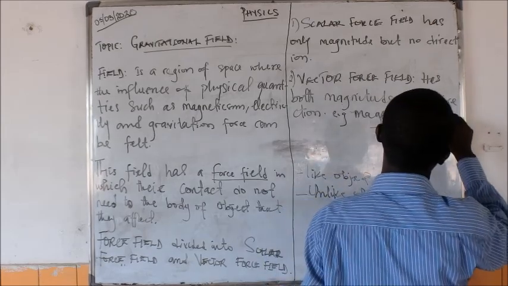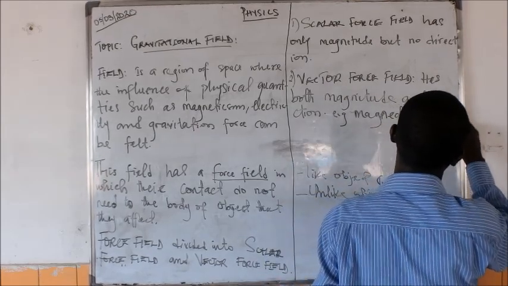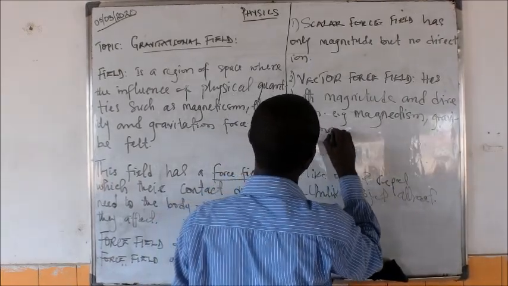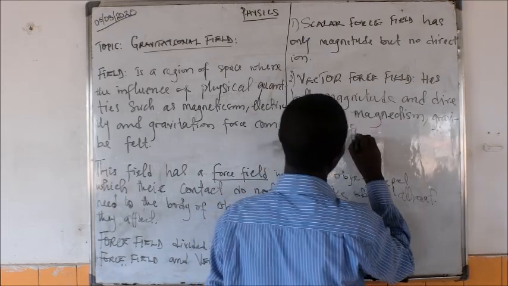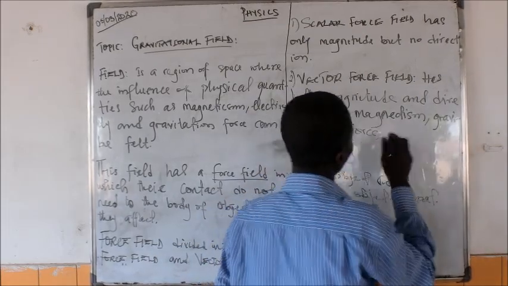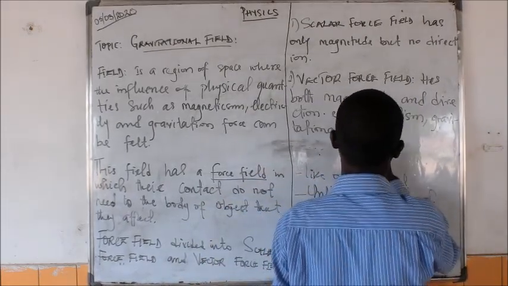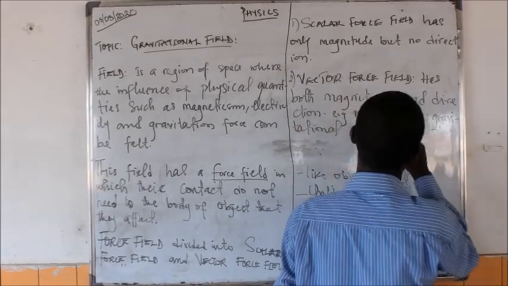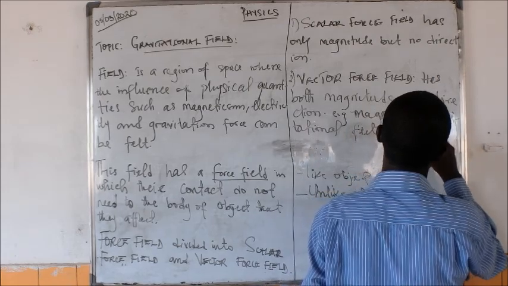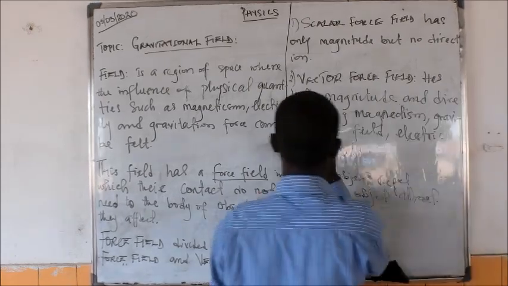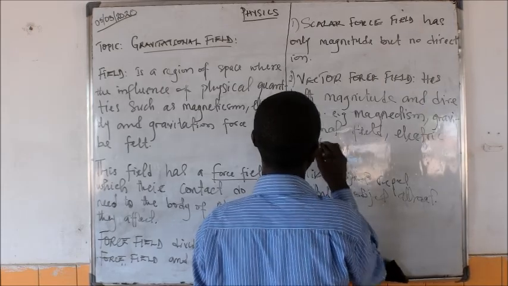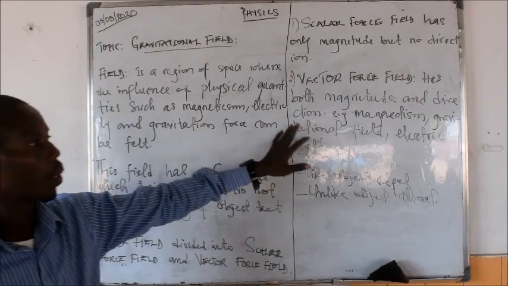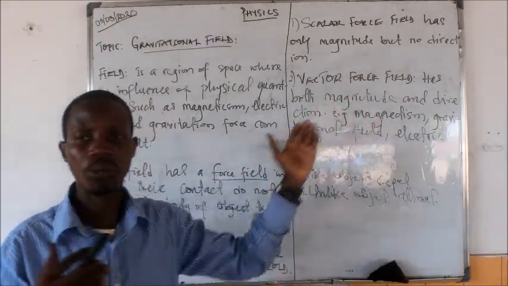And an example of this vector field is magnetism, and then there's gravitational field. Then electric field. So these are the good examples of vector force field.